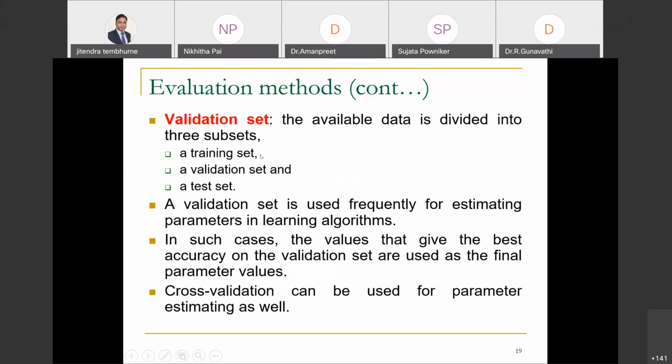Okay, training set, validation set, and test set. These are all disjoint in this case. There will be no overlapping. There will be no intersection of data among these three sets.